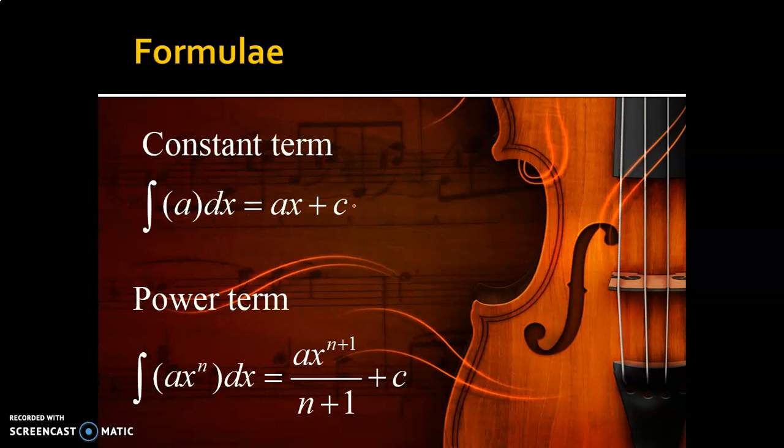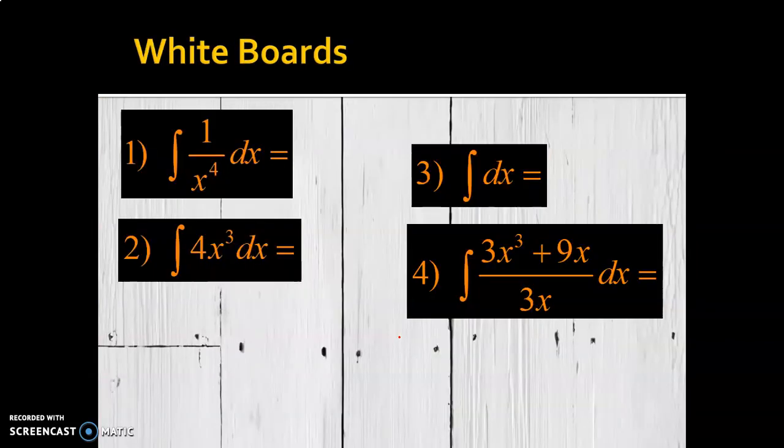These are formulas that you're going to need to memorize or put on your cheat sheet, but at some point you need to memorize them. The main one that we use is this one. The integral of ax to the n dx is ax to the n plus 1 over n plus 1. And if it's an indefinite integral, you'll have a plus c at the end.